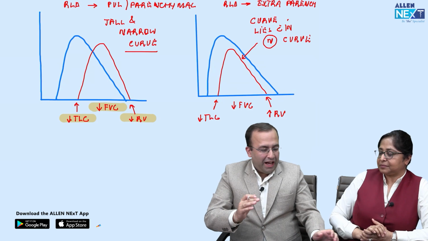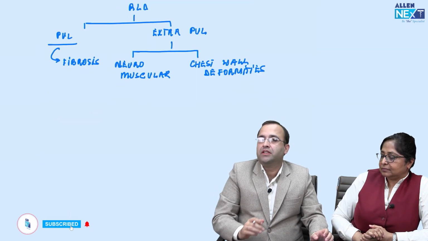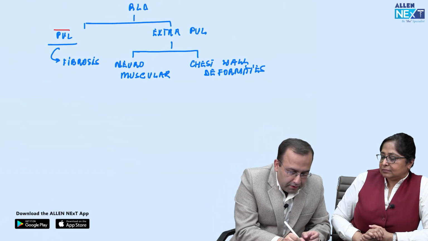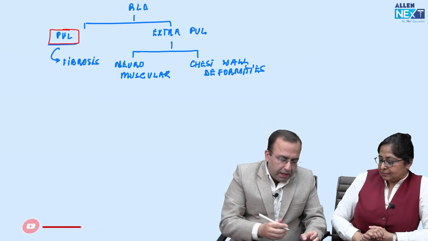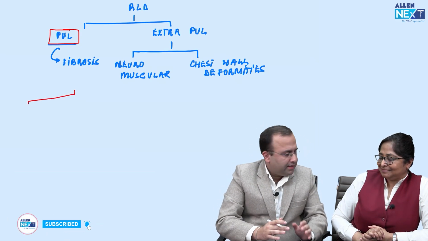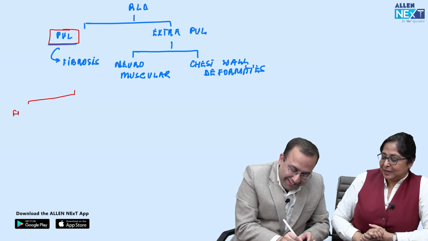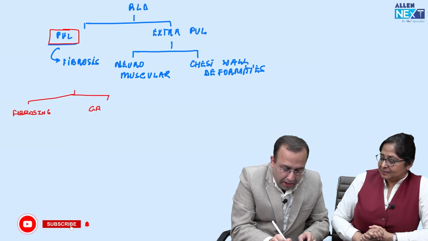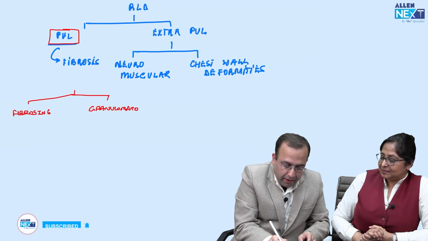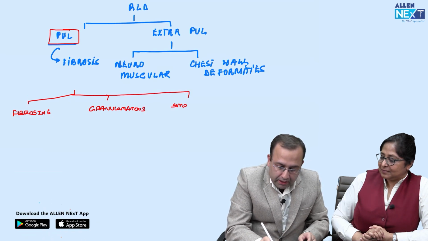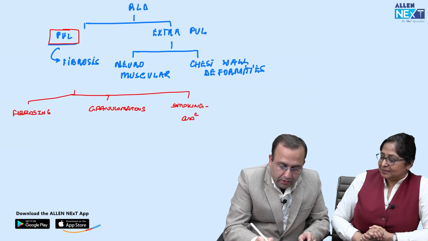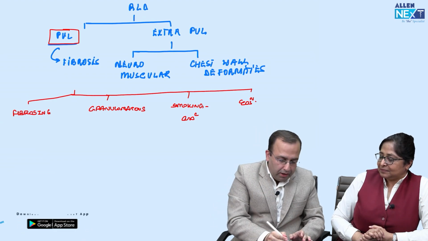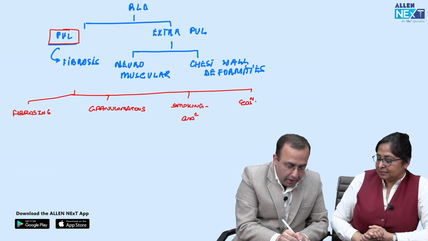Perfect. So, as ma'am had beautifully classified the restrictive lung disorders into pulmonary versus extrapulmonary. Now, the pulmonary restrictive lung disorders, we can further subcategorize them into 4 categories. I'll slightly expand this. Definitely, that is the fibrosing restrictive lung disorders. Next are the granulomatous restrictive lung disorders, smoking associated restrictive lung disorders, and lastly is the eosinophilic type. Our main categories being fibrosing and the granulomatous.